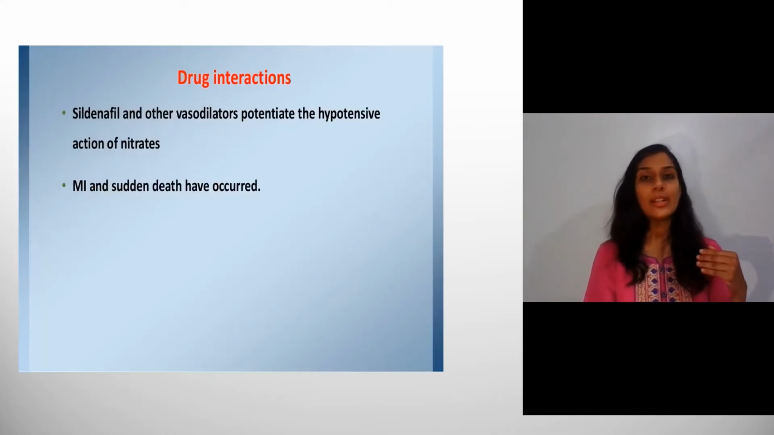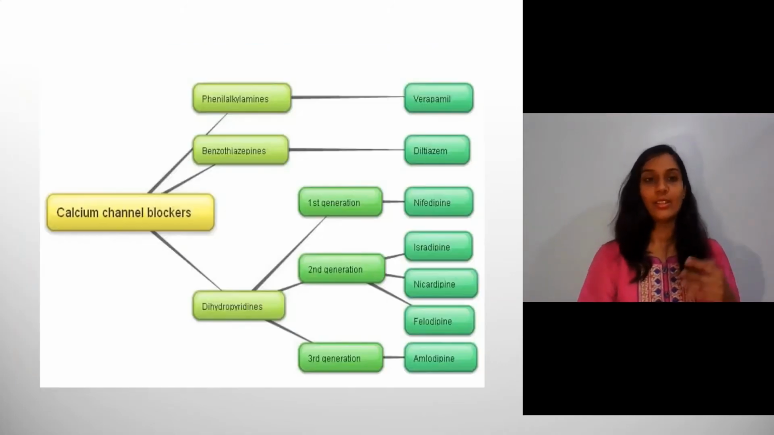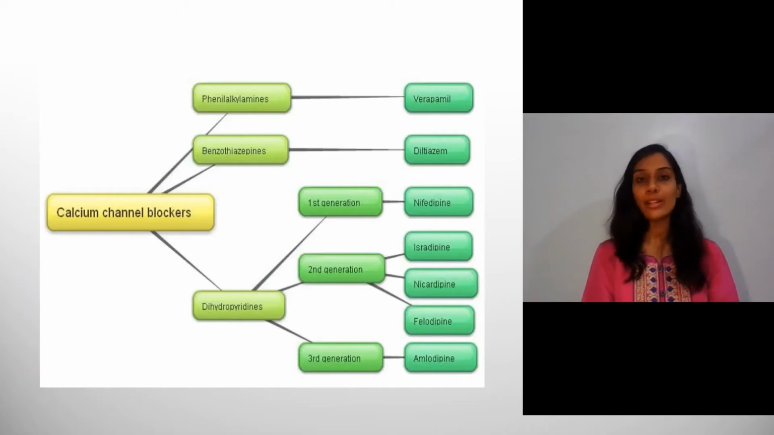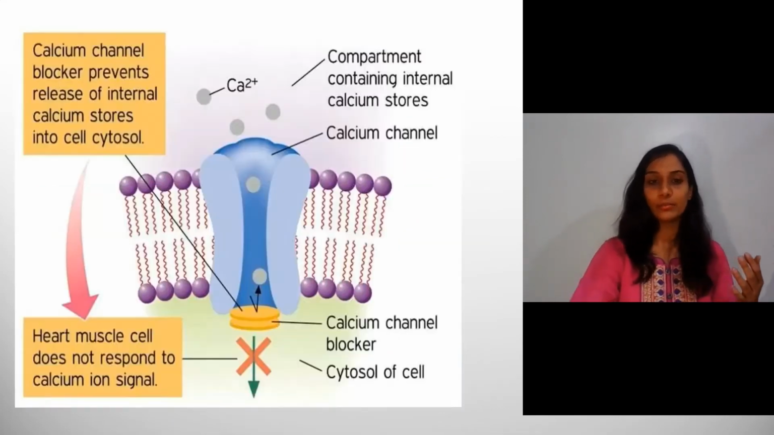The next is the drug interactions of nitrates. Sildenafil and other vasodilators potentiate the hypotensive action of nitrates, which causes sudden myocardial infarction and sudden death. Now the next is calcium channel blockers. As the name suggests, it causes blocking of calcium channels, right? Now the classification for that is verapamil, diltiazem, nifedipine, amlodipine, felodipine, right, and many others.